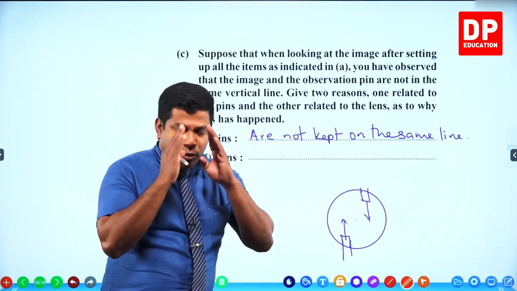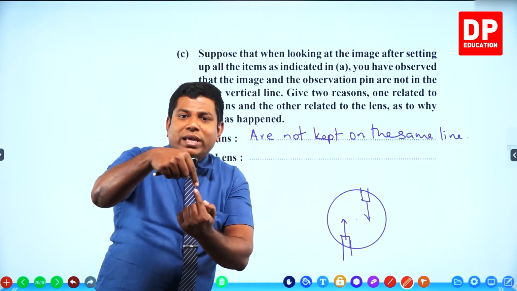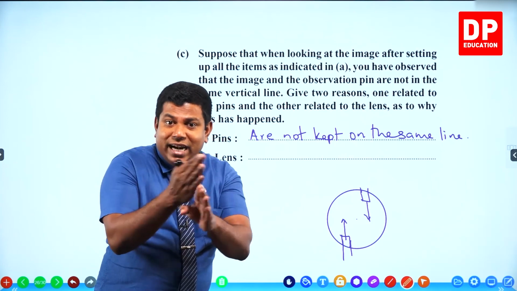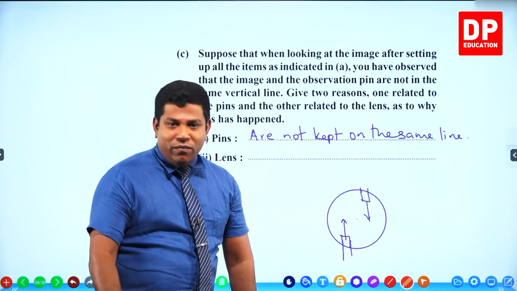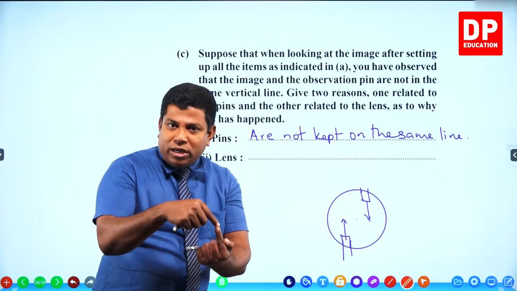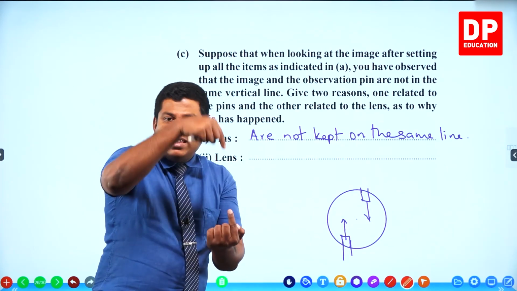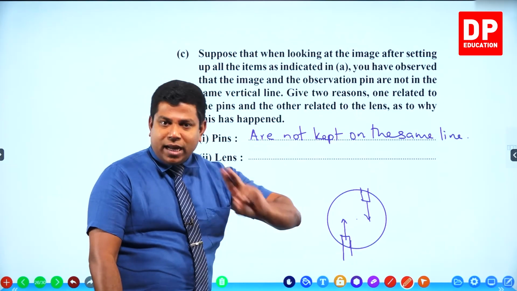They are not on the same vertical line. See, when you are looking at the principal axis, they have to be at the same line. Whether they have coincided or not doesn't matter, because where you will see the relative movement is when you move your eye sideways. When you look at the principal axis, whether they are aligned or not, they must be on the same vertical line. If they are not on the same vertical line, there can be two reasons.